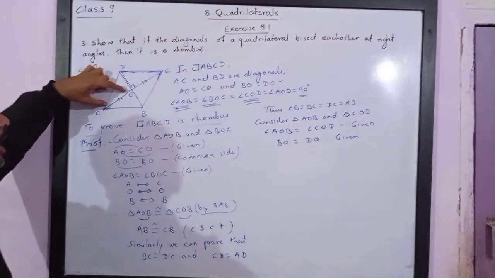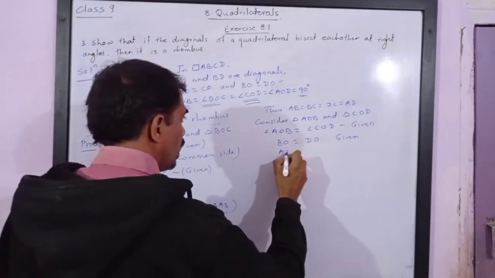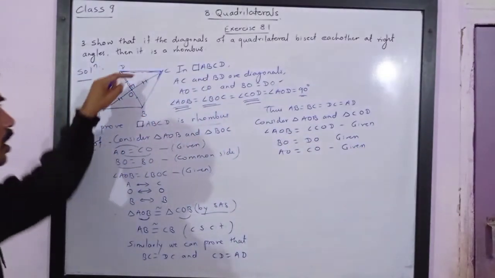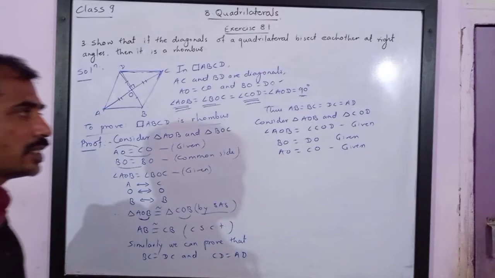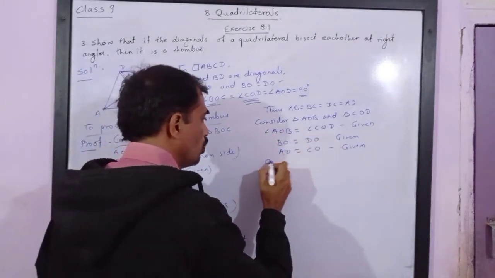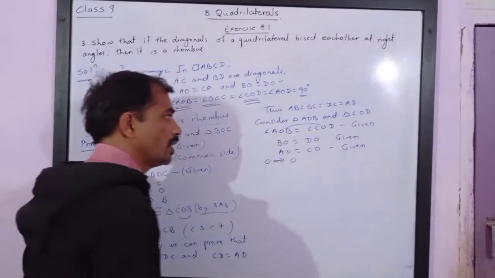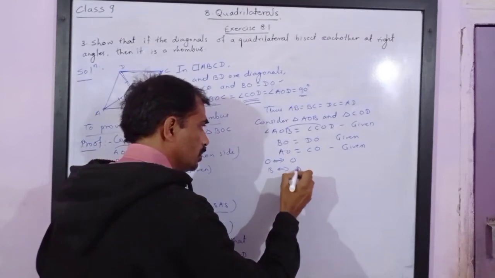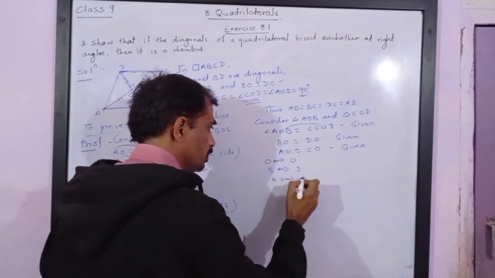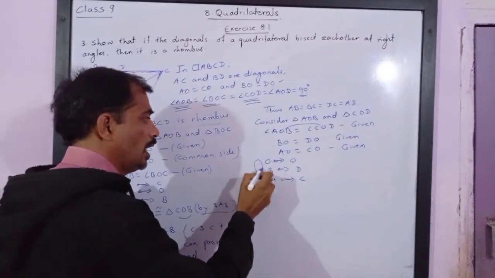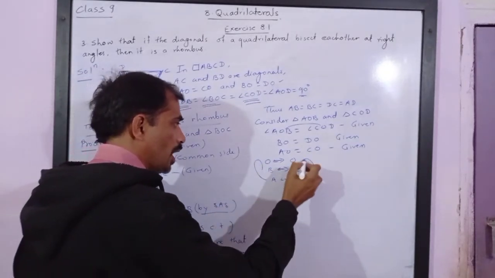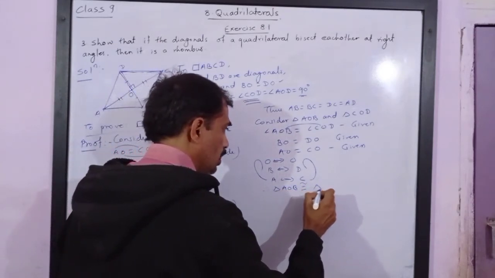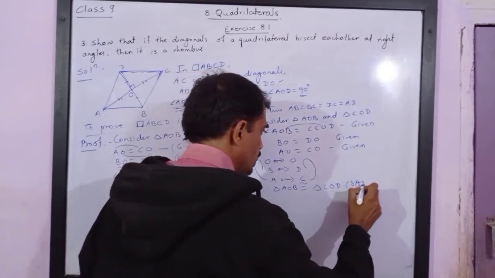And AO is equal to CO. This is also given to us. It means that these two triangles are congruent to each other by the SAS test. Here also we will have to write one-to-one correspondence. So O corresponds to O, which means B corresponds to D and A corresponds to C. Therefore, triangle AOB is congruent to triangle COD by the SAS test.